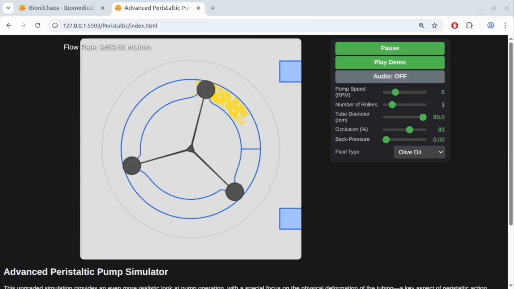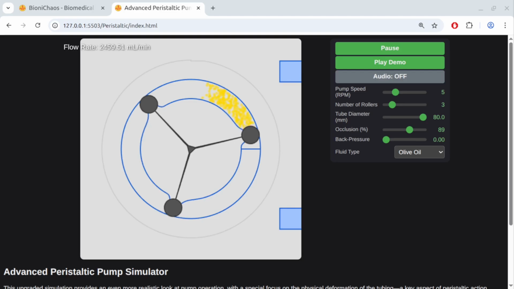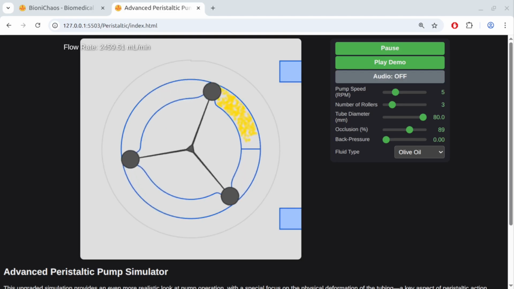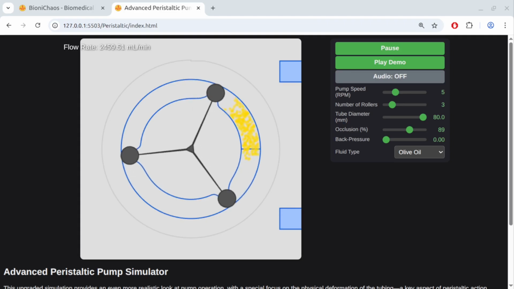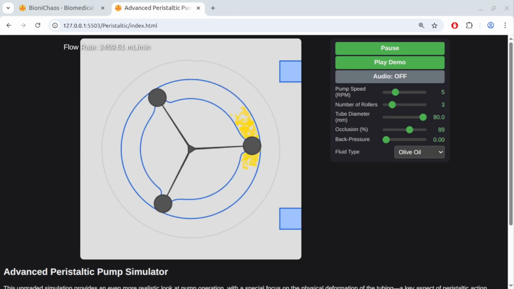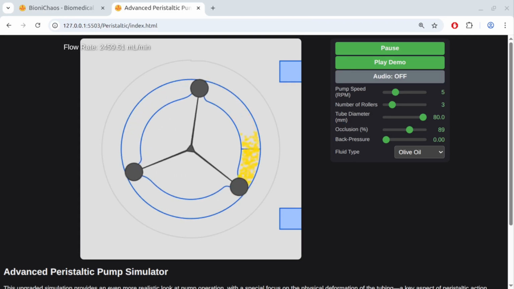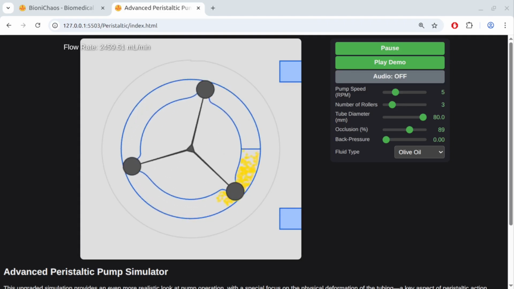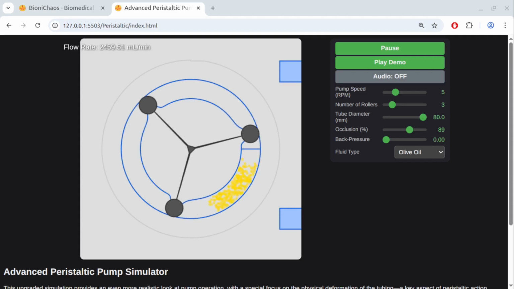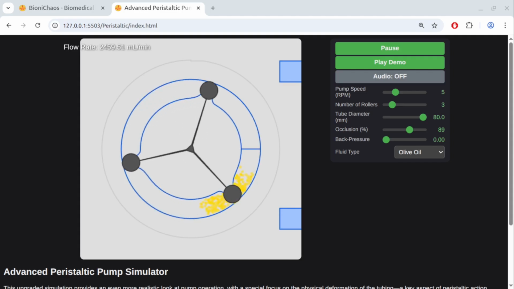I'm more concerned about the gap between the outer wall and the roller. So can you rephrase this into a question for the developer? Can you explain how the peristaltic pump achieves fluid displacement without a complete seal between the outer tube wall and the rollers, as seen in the simulation?